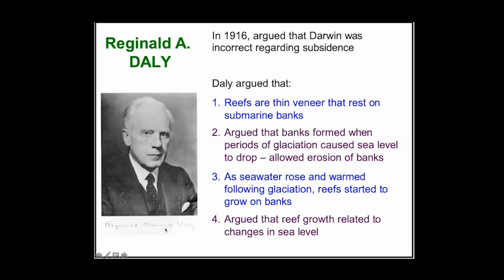In 1916, Reginald Daly argued that Darwin was wrong. The reefs are just thin veneers that rest on submarine banks. He argued that those banks formed during periods of glaciation. What you have to remember here is that if you increase the size of the ice caps in the North and South Pole and you produce ice caps elsewhere in the world, the water to form that ice comes from the ocean, and as a result, sea level will drop, and that allows exposure of banks once underwater. And then as the seawater rose again, reefs started to grow back and continue to grow. So he disagreed with Darwin's idea.